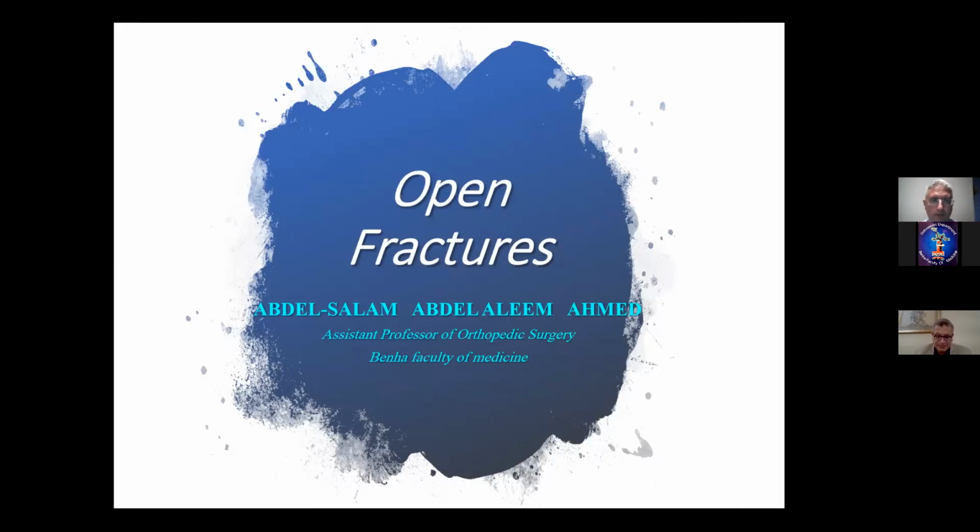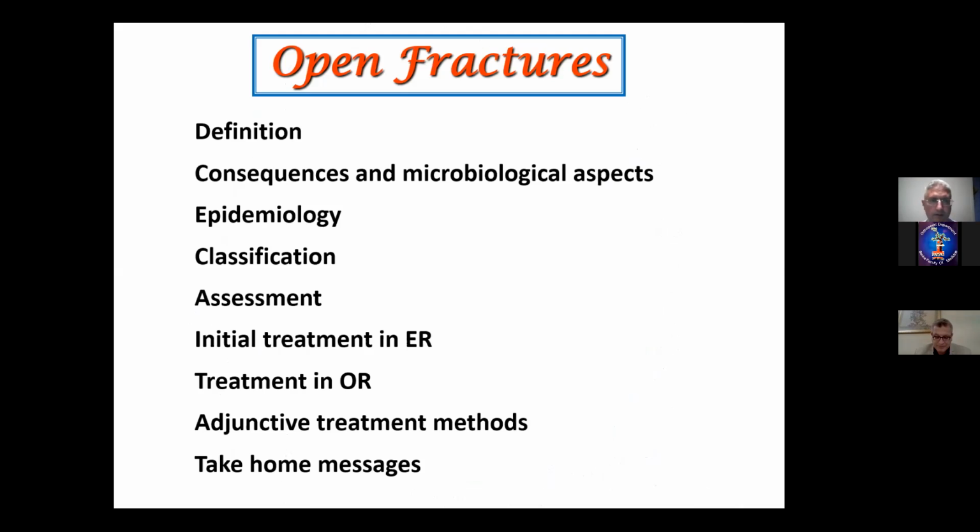We are going to start by showing, as our professor, Dr. Hani, said, the plan of the road. We start with the definition, followed by the consequences and the microbiological aspects, epidemiology, the classifications of open fracture, and how to assess an open fracture case, what the initial treatment in the ER is, and what the next step is, which is the treatment in the OR, and if there are additional treatment methods. We are going to finish with our take-home messages.